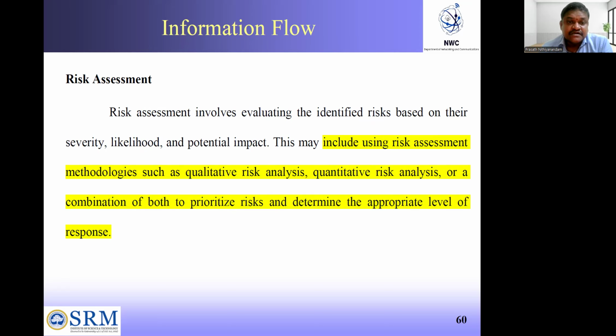Next one is risk assessment. At this stage, identified risks are evaluated based on their severity, likelihood, and potential impact. This can involve quantitative analysis and qualitative analysis. A qualitative analysis categorizes risk by subjective criteria such as low, medium, or high. A quantitative analysis assigns numerical values to the likelihood and the impact, possibly using financial metrics. This assessment helps prioritize the risks and guides the level of response needed.